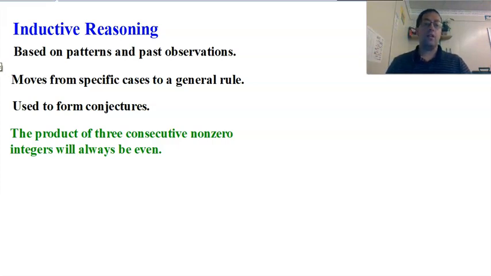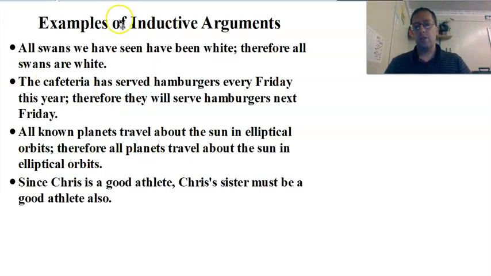Inductive reasoning, a lot of times this is your intuition. I got a feeling that this is how it's going to be. Okay? Inductive reasoning. Don't know for certain, but I got a feeling. This is what it looks like. So here's some examples of inductive arguments.